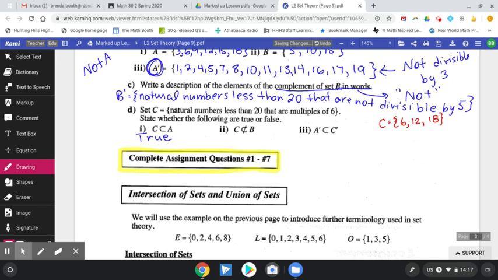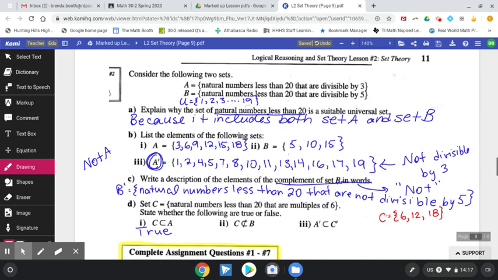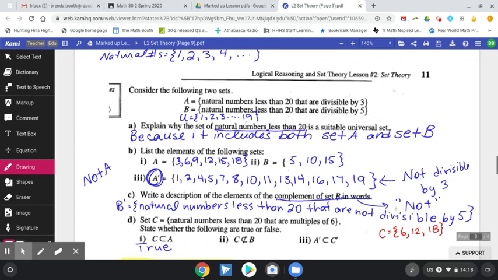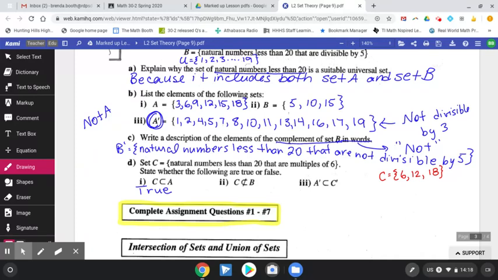Okay, and then part 2, C is not a subset of B. So let's compare C and B. So looking here at C, 6, 12, and 18, comparing that to B, 5, 10, and 15. So all of the numbers in C are not in B. So C is not a subset of B, which is what this statement says. So this is a true statement.